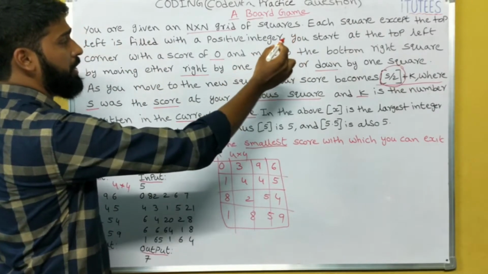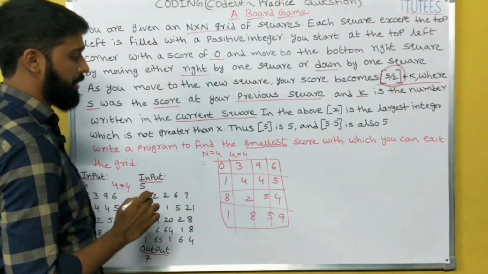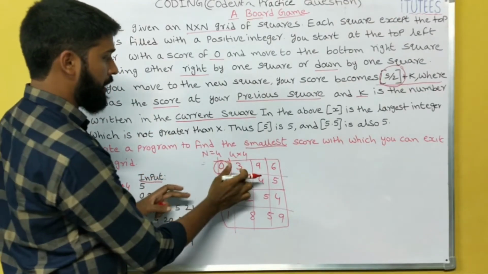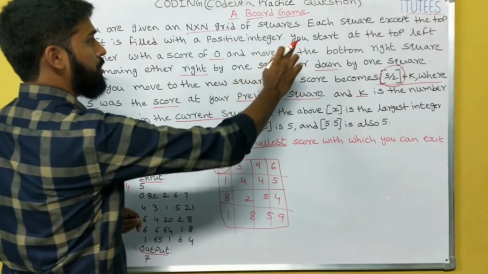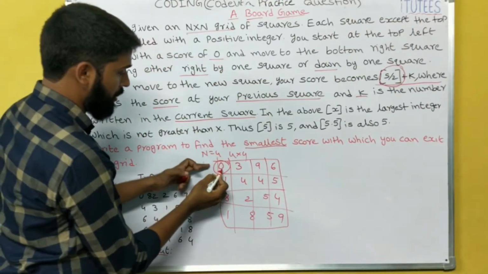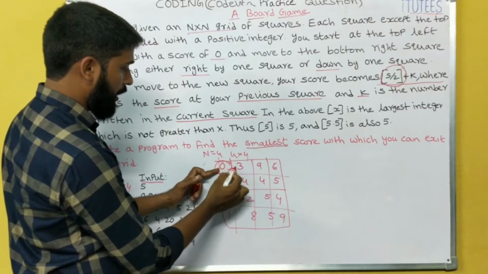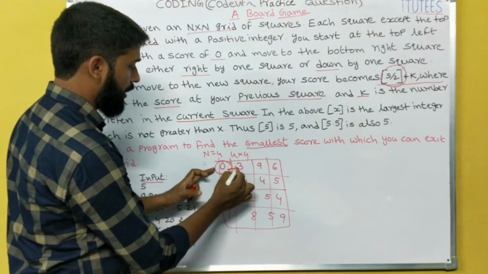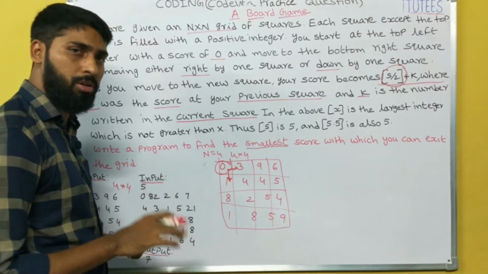Each square except the top left is filled with a positive integer. That means except this one, the remaining squares are represented with a positive integer. You start at the top left corner with a score of 0. That means in the first step, top left. Now you can move either right or, sorry, you can move right or down. These are the two directions you are going to move.